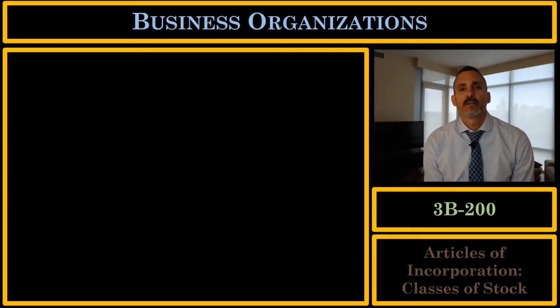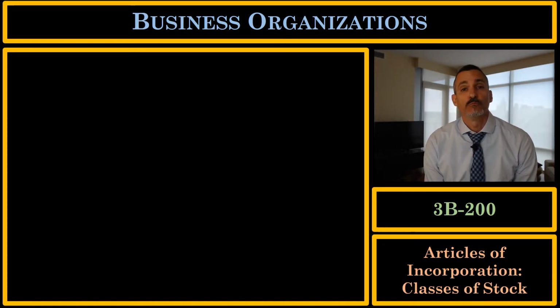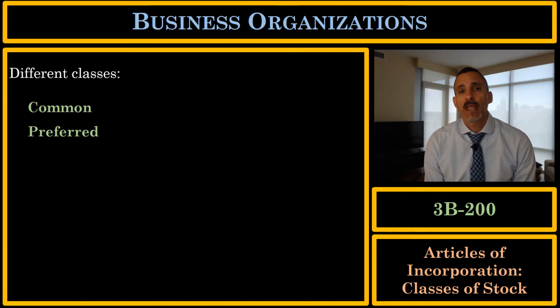Let's talk about the different classes of stock that you might draft into articles of incorporation. The two main classes of stock or types of stock are common and preferred. You're not limited to those designations. Heck, you can call a class of stock Mary if you want, but most people use common and preferred. That is the typical scenario that you're going to see in closely held businesses and even large public companies.